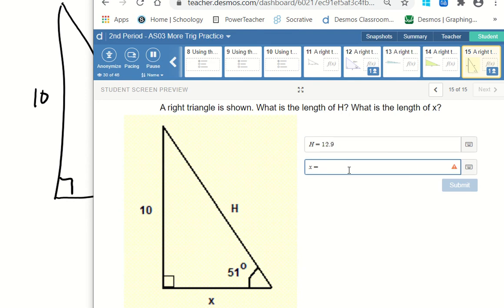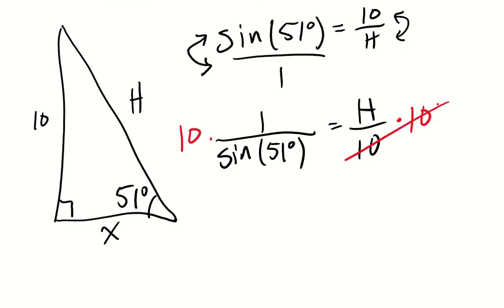And this one, let's see, x is going to be, we're going to have to do a new equation for that, so let's go back. So, like I said earlier, x is on the adjacent side of this triangle, so we could just set it up and say, well, cosine of 51 equals x over h, because we now know h. Another thing we could do is, since this is a right triangle, we'd use the Pythagorean theorem and say, well, 12.9 squared equals 10 squared plus x squared, and then solve for x that way. But that seems like a little more work.